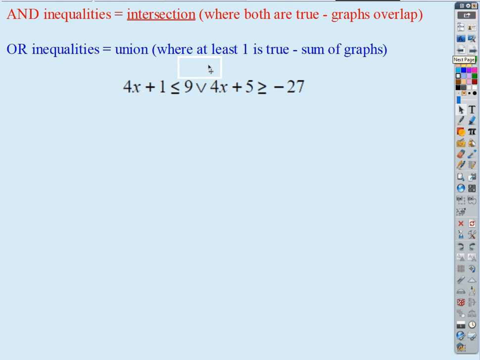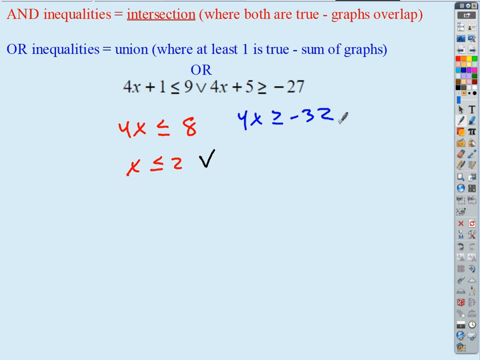So last one, this is an OR, right? So same kind of thing. Let's take the first inequality. First I subtract 1. So I get 4x is less than or equal to 8. Divide by 4, x is less than or equal to 2, or this guy over here. Subtract 5, so I get 4x is greater than or equal to, what, -32? Divide by 4, x is greater than or equal to -8.